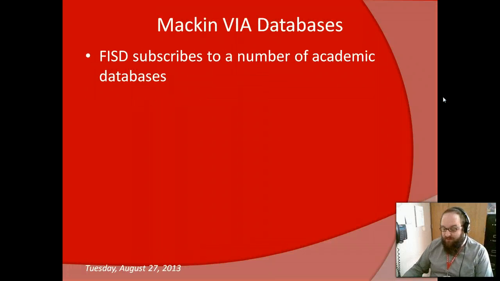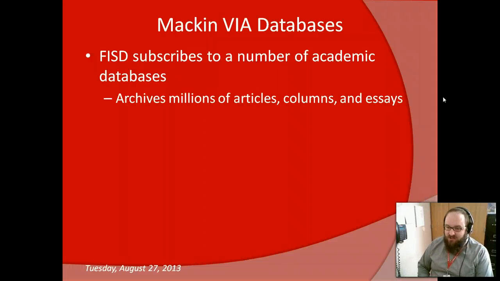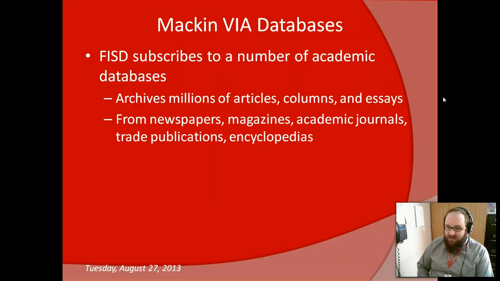Frisco ISD has for a number of years subscribed to a number of academic databases, which are essentially just archives of millions of articles, columns, and essays published in newspapers, magazines, academic journals, trade publications, encyclopedias from all over the world. But as of last year, these databases weren't all put together in one place on one website, but now they are. They're all searchable from one location, which saves students a ton of time. So let's take a look at how to use the Mackin VIA databases.